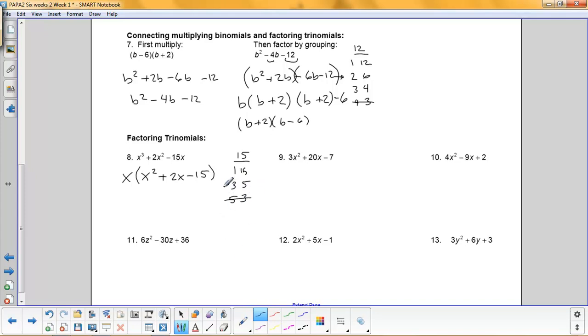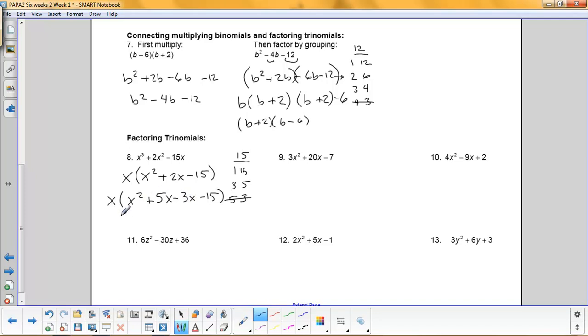Okay? So that means that the way I get 3 and 5 to add up to 2 is by using subtraction. Please do not forget about the x out in front. That is going to be x squared plus 5x minus 3x minus 15. Okay? Now what we're going to do is leave this guy alone for just a second, and we're going to focus on the inside pairs.